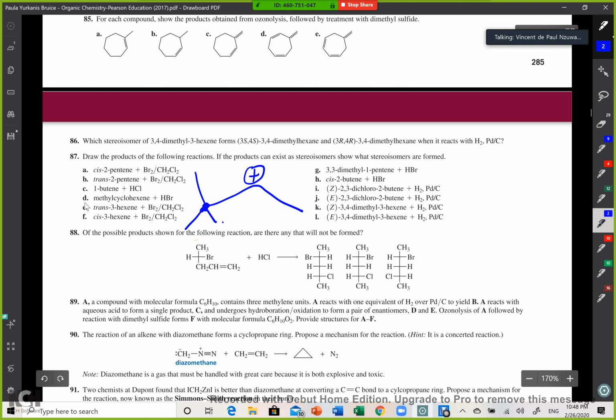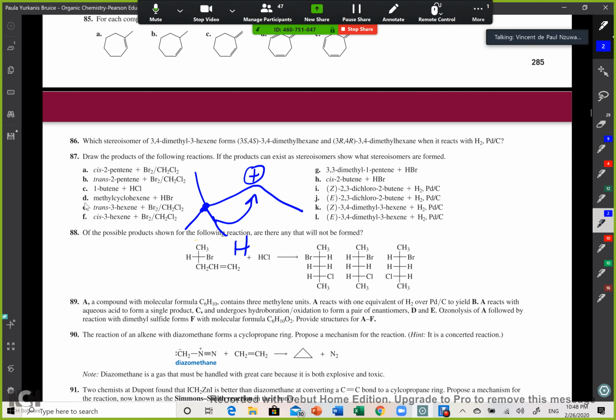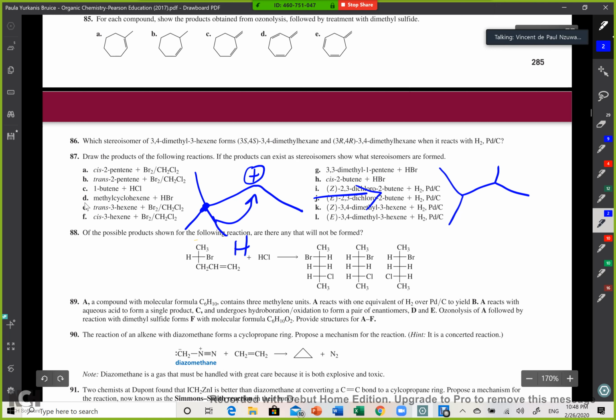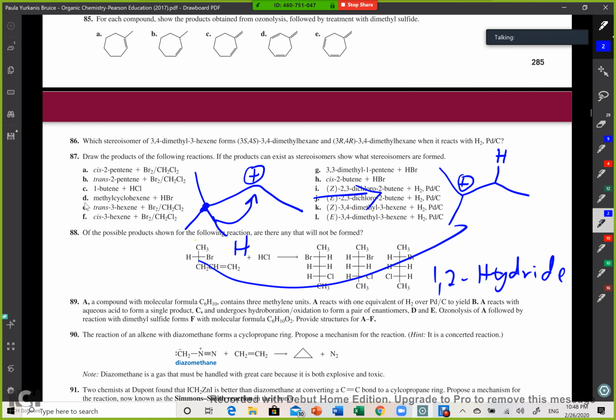And to do a hydride shift, you need to be able to show your arrow. So the arrow for the hydride shift will start from the bond here to the positive charge. And when you do that arrow, you will now have your product. The product now will be this. The hydrogen will now come here, and then the positive charge will go there. So this is a 1-2 hydride shift. This is an example of a 1-2 hydride shift. And this is possible because my carbocation was next to a tertiary center. Does that make sense? Yes.